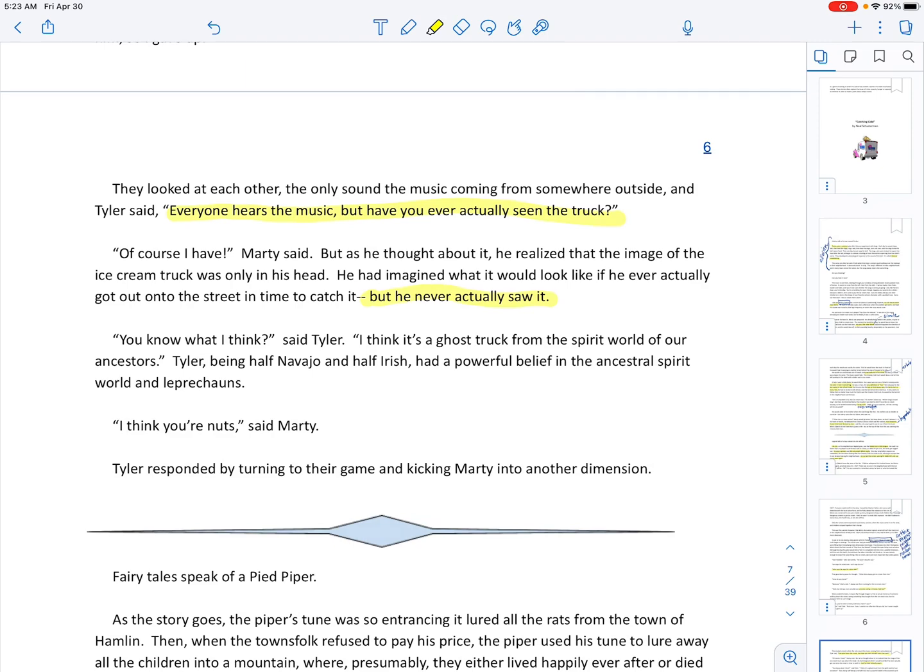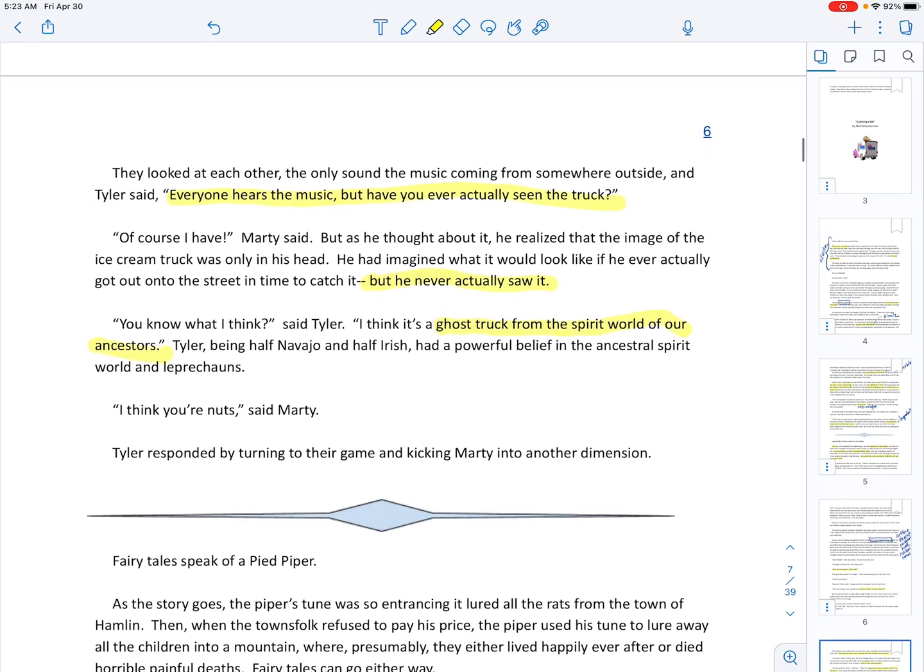Tyler's whole "it's a ghost truck from the spirit world of our ancestors." He might believe that. He might believe that it's like a haunted truck that's out there trying to basically drive people insane. Who knows? But in the end, Marty has had this mistaken belief that he's got a regular ice cream truck in his neighborhood for a long, long time, which is why he keeps going out there trying to get the ice cream.